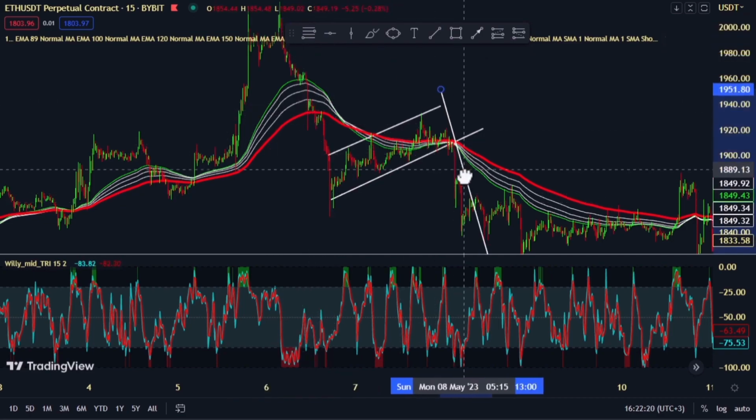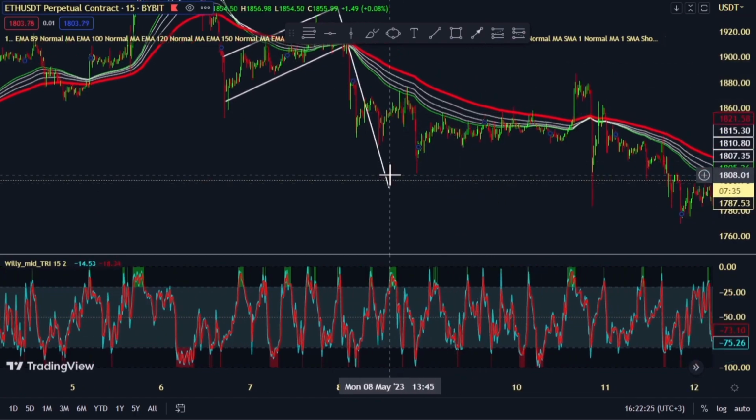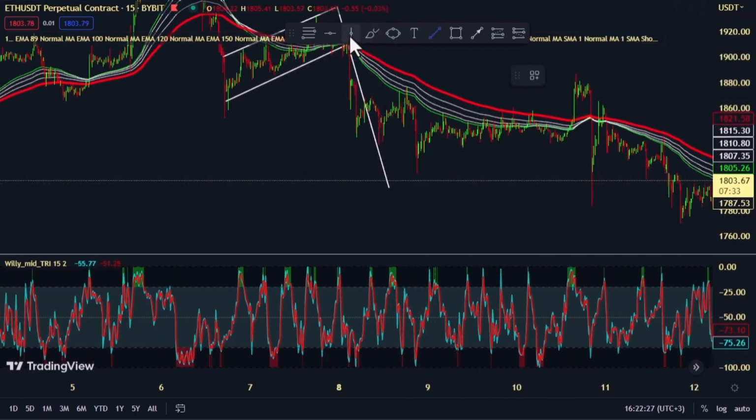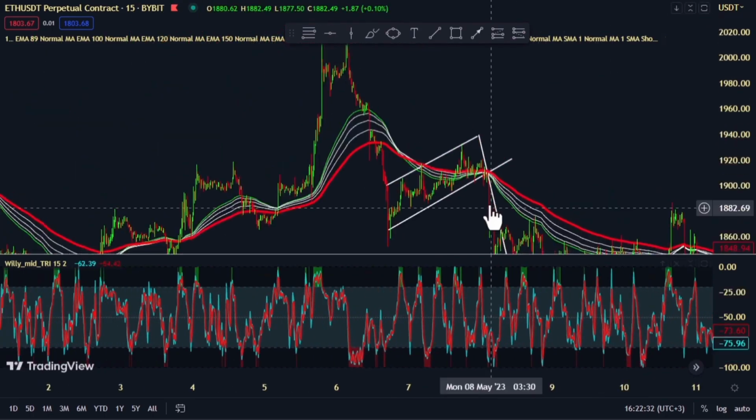Talked about these previously a lot, but if you want to check it out, as you can see, it worked out beautifully and it hit our target point, which was here, at this point. So the flag worked, even the flag worked.